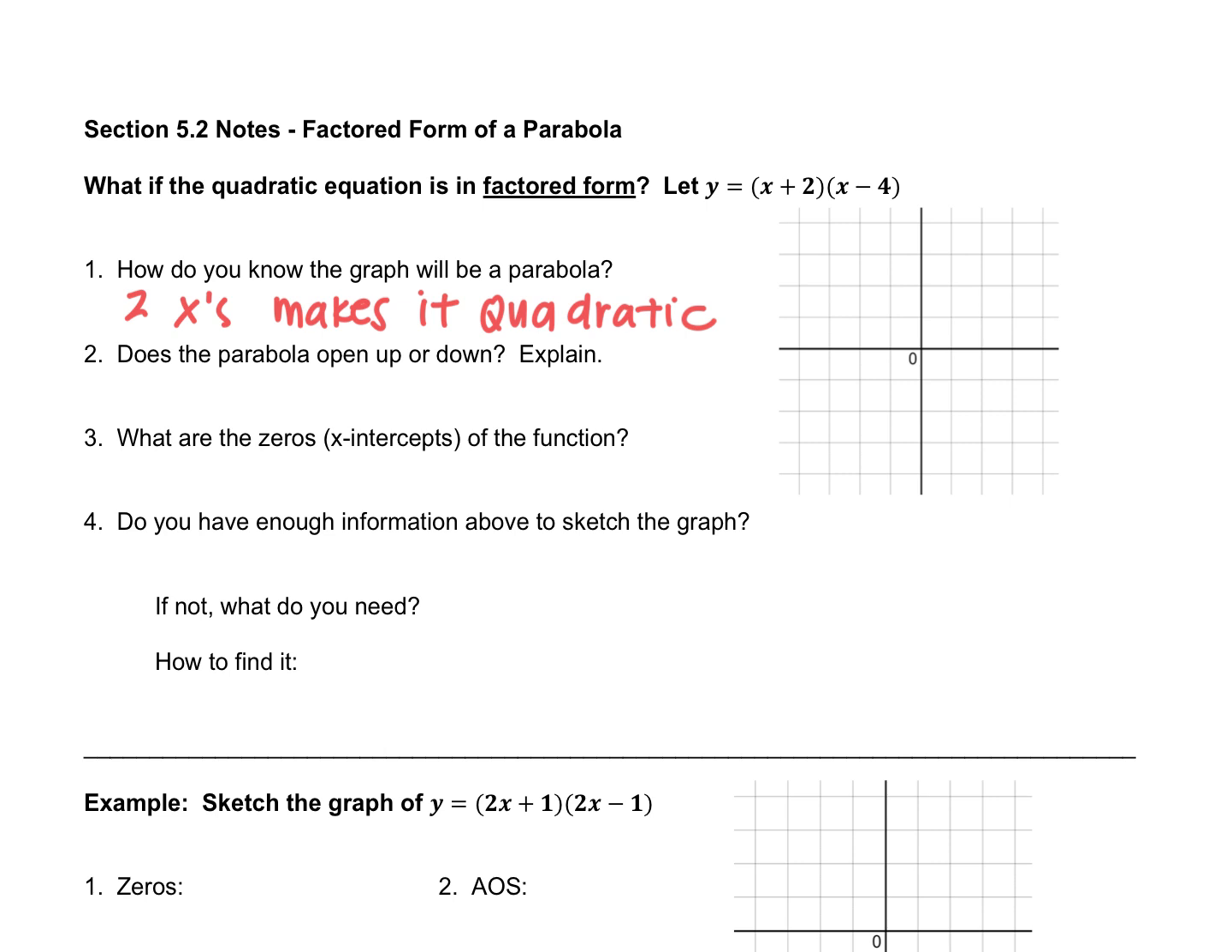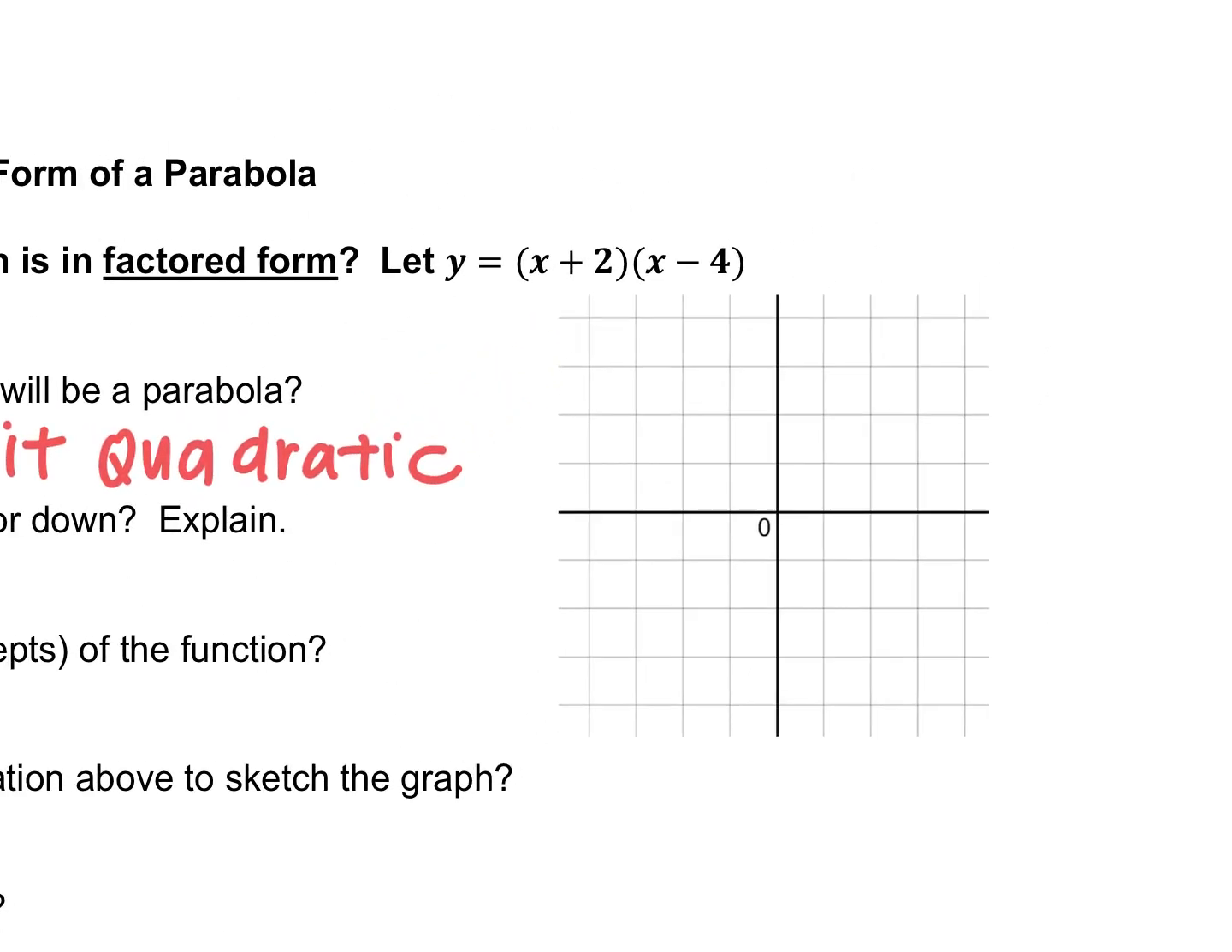Now, how do I know when the parabola opens up or down? What tells me that? If the a is negative. So it's kind of hard for me to see my a value in factored form. So let's go ahead and FOIL it. So I would have x squared, and then I would have minus 4 plus 2, so minus 2x minus 8.